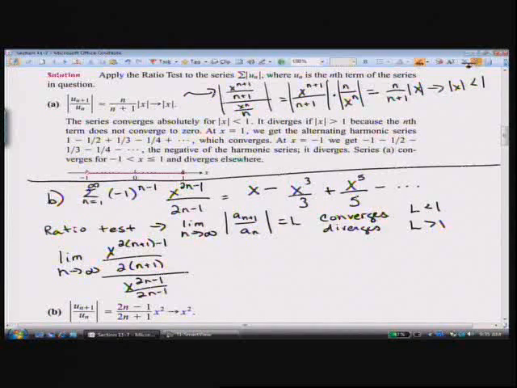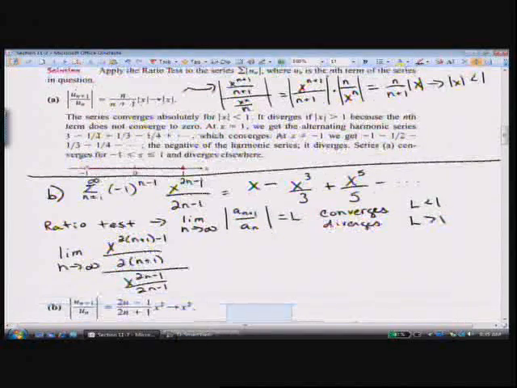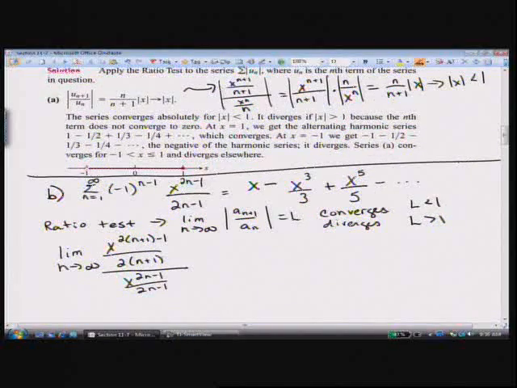2 minus 1. Yes, probably. 2n plus 1 minus 1, right? Okay. Now, we're going to look at the limit as n goes to infinity. I can clean this up a little bit. I can distribute this 2 through.